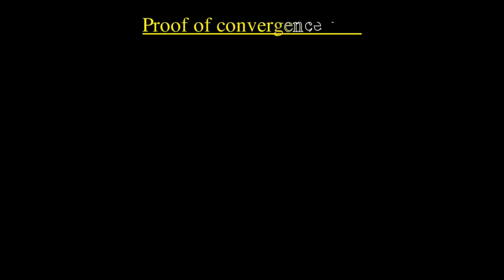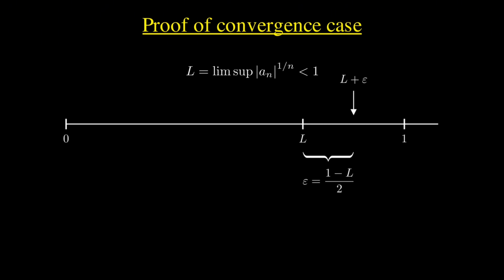Let's do the convergence case first. This is quick and the method should look familiar. We will let big L be the lim sup of the nth root of the absolute value of a sub n, and we are assuming that L is less than 1. Just like in previous videos, we let epsilon be (1 minus L) over 2, so that L plus epsilon is strictly less than 1. One of the properties of lim sup says that past some term big N, all the terms of the sequence are less than L plus epsilon. So for all little n greater than or equal to big N, the nth root of the absolute value of a sub n is less than L plus epsilon, which by design is less than 1.